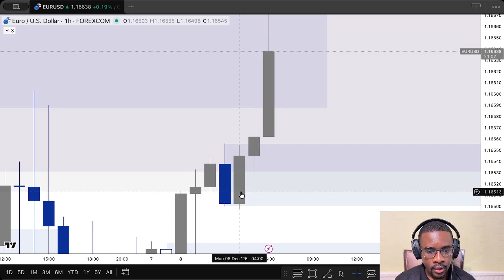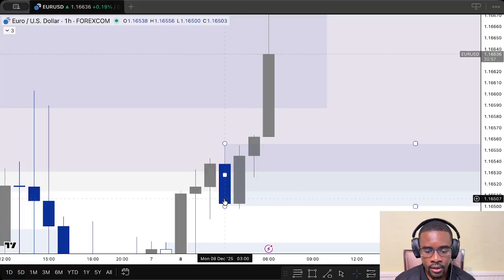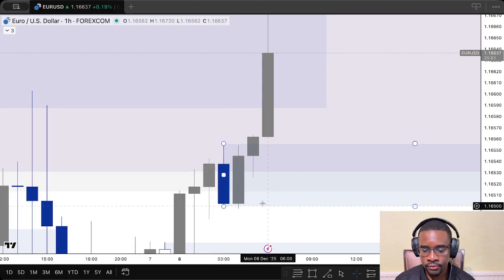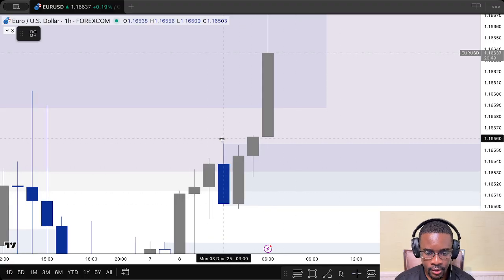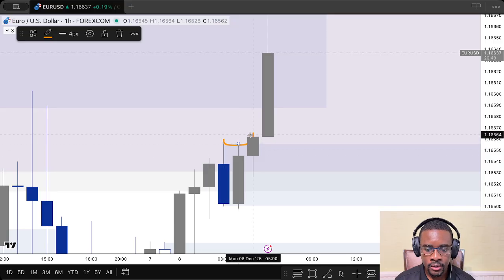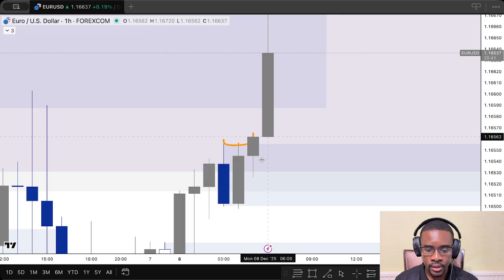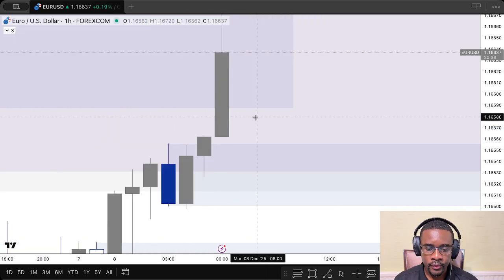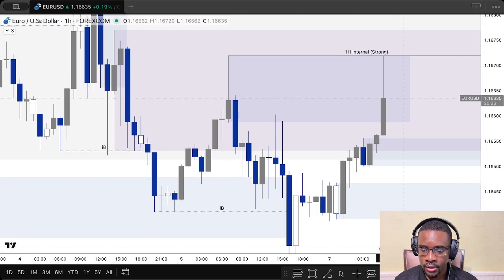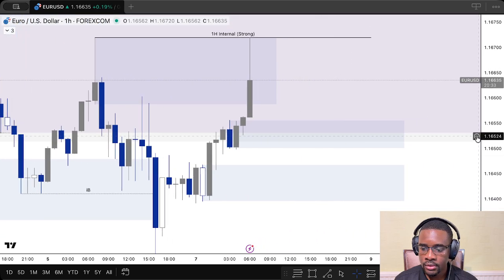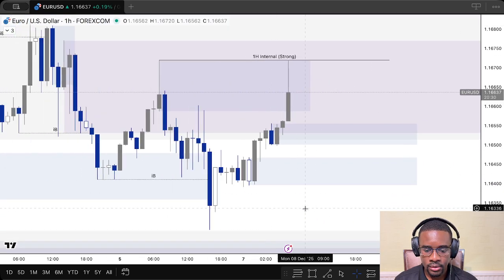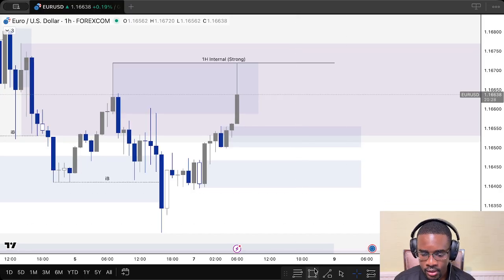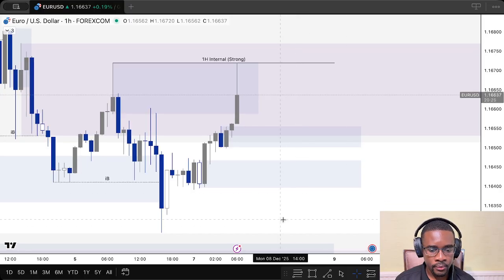So the high is 1.16555, and then the high here is 1.16556. Okay, yeah, so we do have that high and the lower high, and then price continued to make higher highs. So that is a demand zone we could look at.